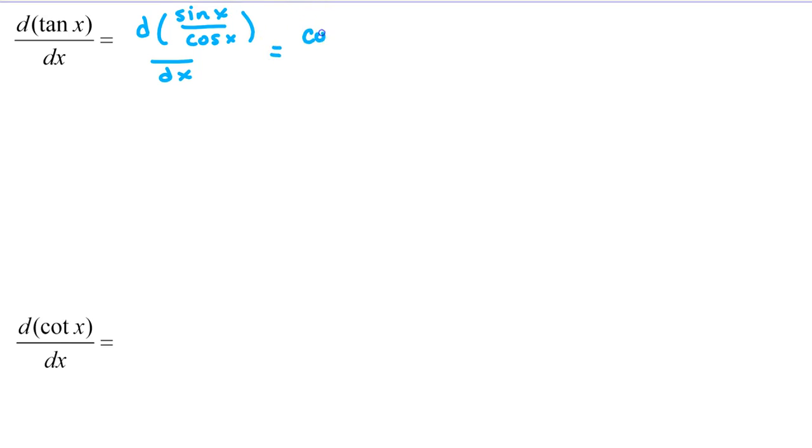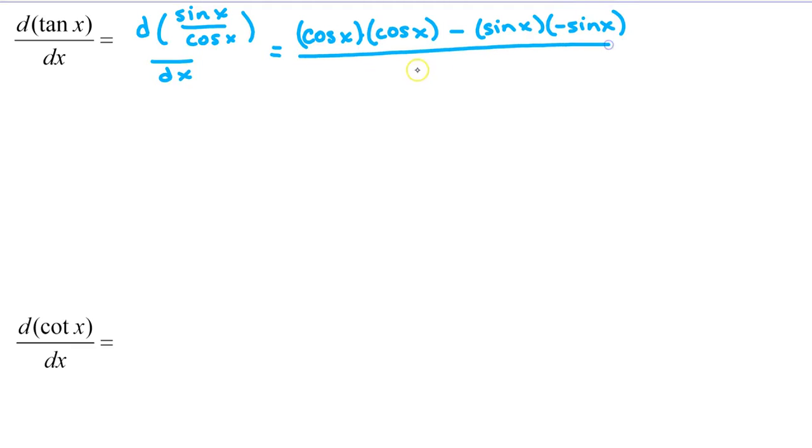So we have the bottom times the derivative of the top, and the derivative of the top would be the derivative of sine of x, which we just learned was cosine of x, minus the top times the derivative of the bottom, so minus the top sine of x times the derivative of the bottom, and we just learned that the derivative of cosine of x is negative sine x, over the bottom squared would be over cosine of x squared, and we write that as cosine squared x.